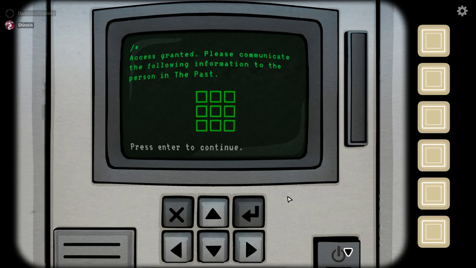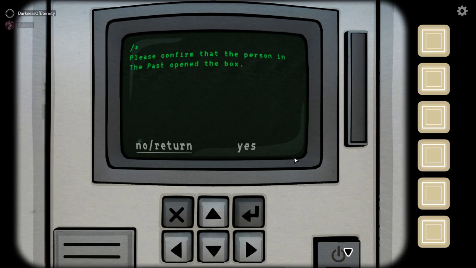Please communicate the following order. Okay, so the boxes, the first row, 1 and 3. Okay. The middle is 2. Okay. The last row is 1 and 3. Basically, like an X. Yeah.